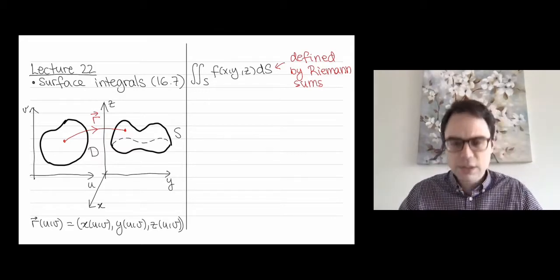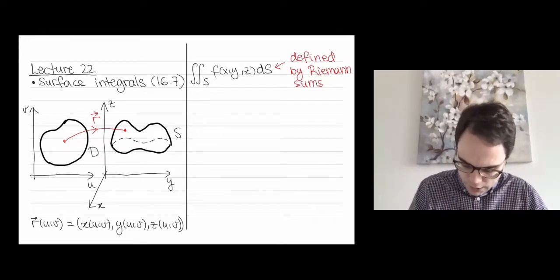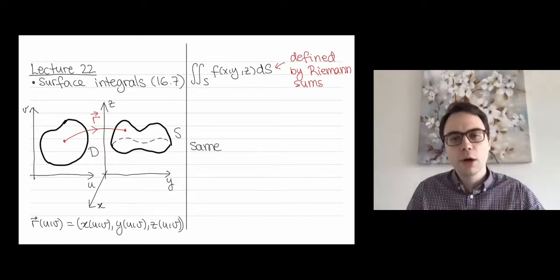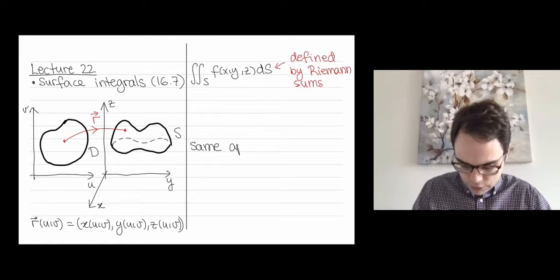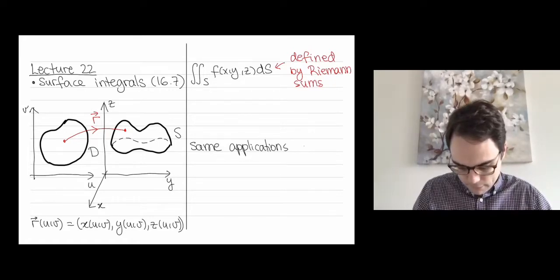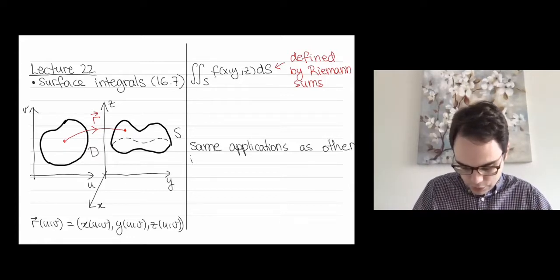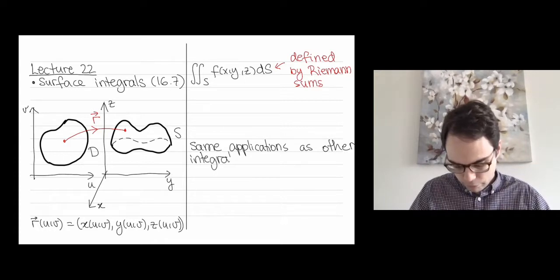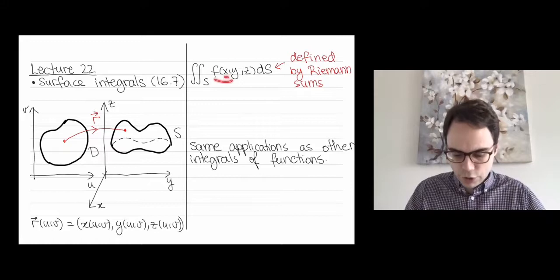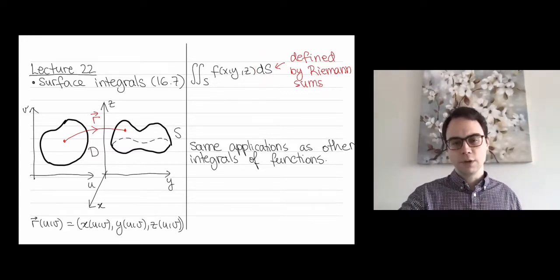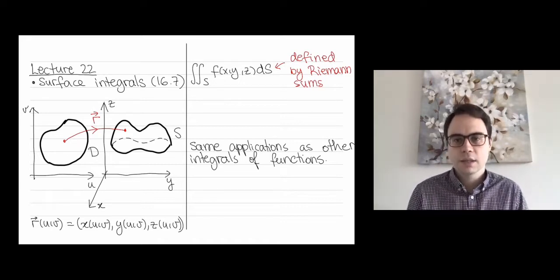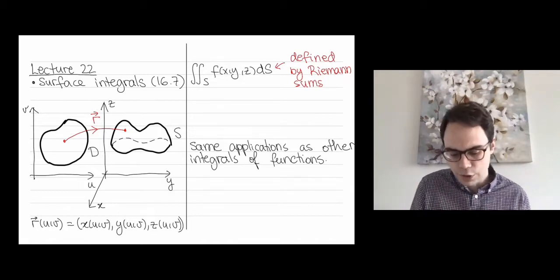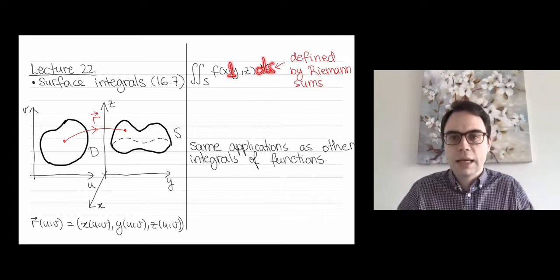And this integral has the same applications as other integrals of functions. For example, if I integrate the function 1, I'm just breaking up the surface into a bunch of little pieces, adding the area of each little piece multiplied by 1, that's just the area of each little piece, and so the result is the area of the whole thing. So if I integrate 1 times ds, I get the area of the surface.